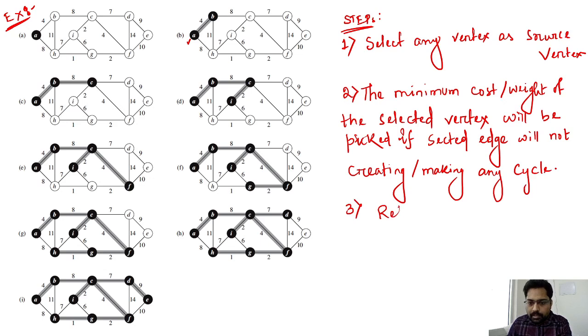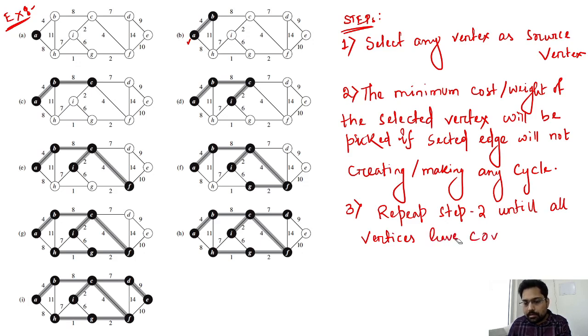Next is repeat step 2 until all vertices have been covered. Clear? At the end, what you have to do, you have to add the cost, then you'll get the answer.